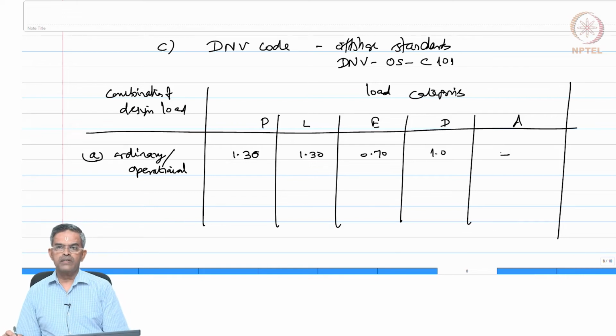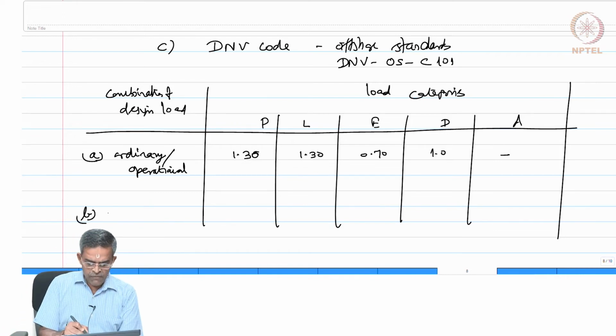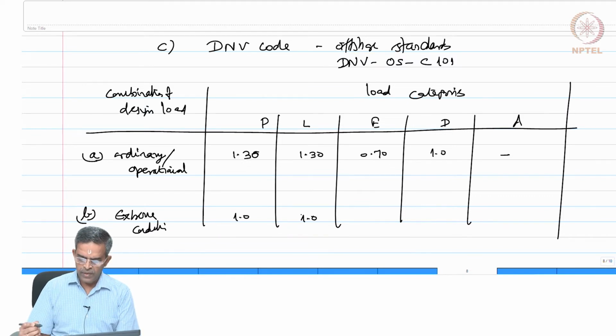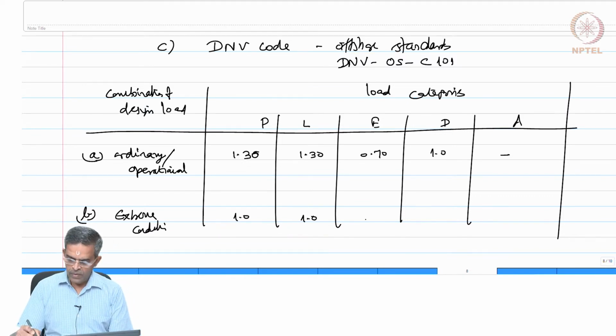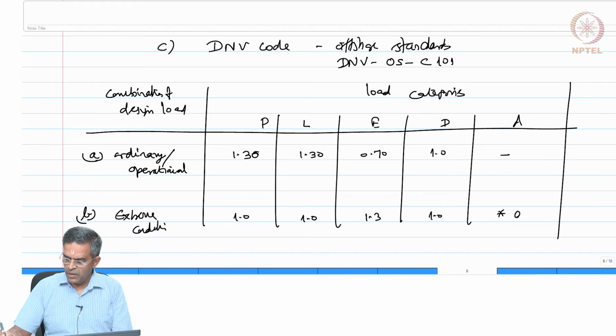Obviously, during operational conditions, accidental loads are not present. If it is extreme condition, then you reduce the combination from permanent and live load and increase the combination from environmental load, and accidental loads ought to be computed as per actuals.